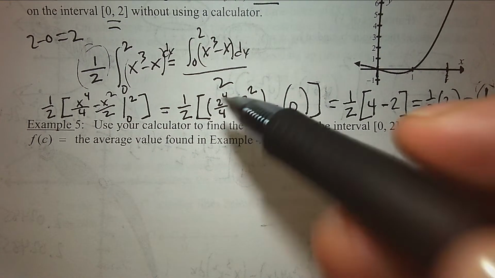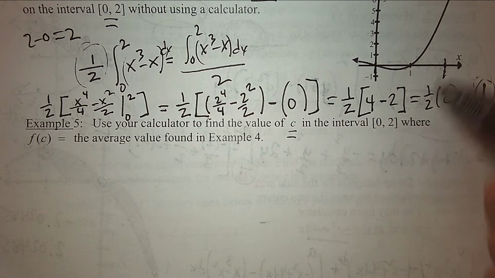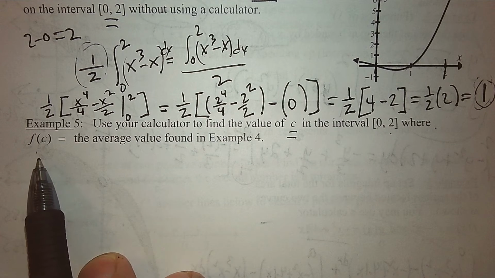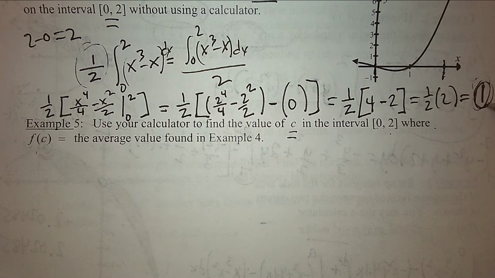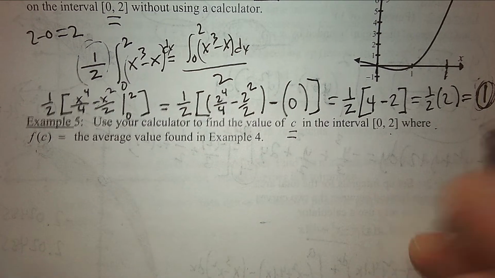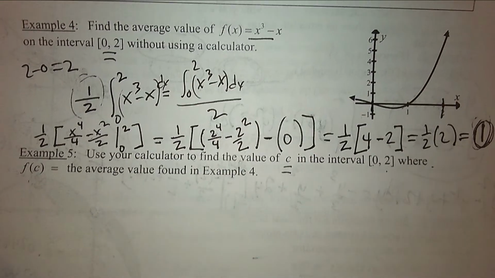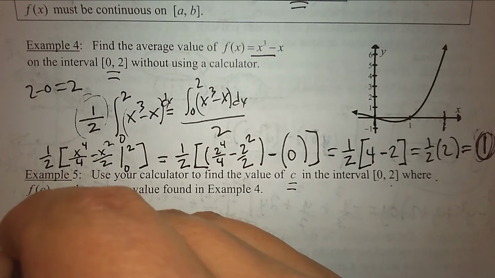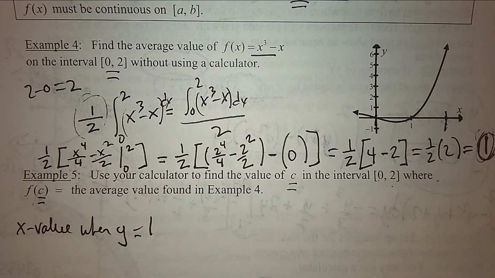Okay, use your calculator to find the value of c in the interval from 0 to 2, where the f at c, that's the y value, the average value found in example number 4. So we said the average y value was what number? Positive 1. So what's the x value that goes with that y value? That's what it's asking for. C represents the x value when y is equal to 1.